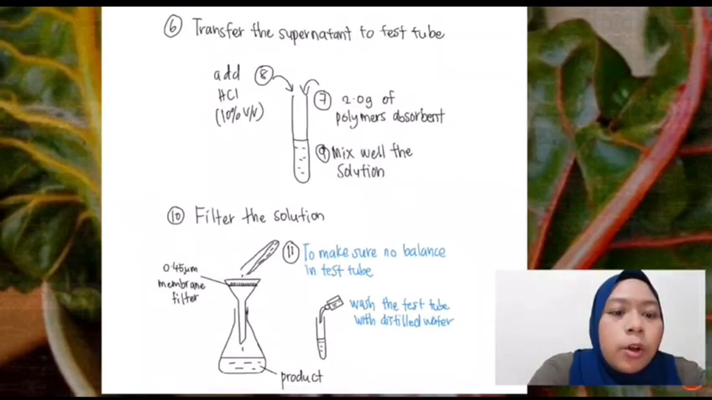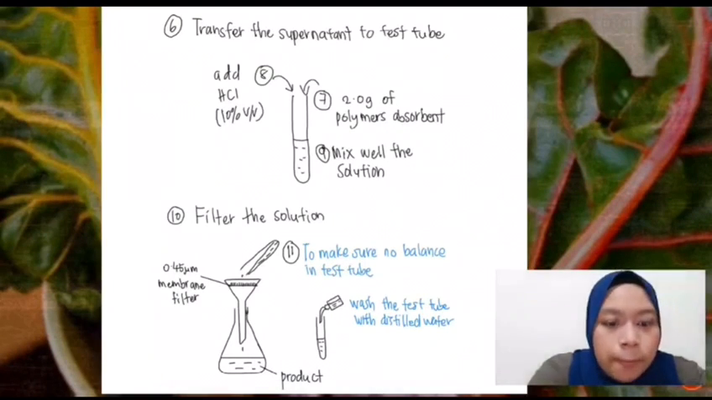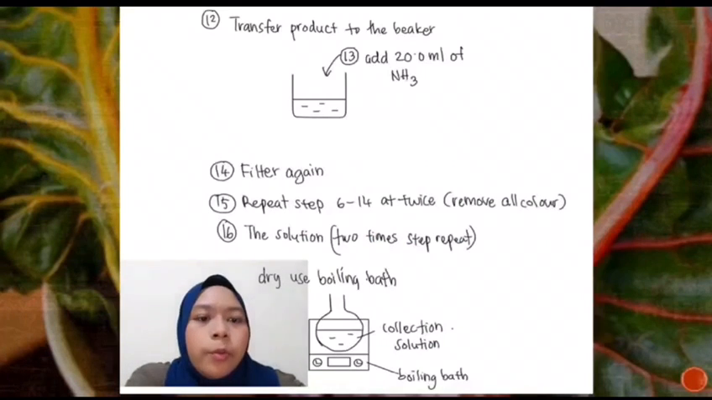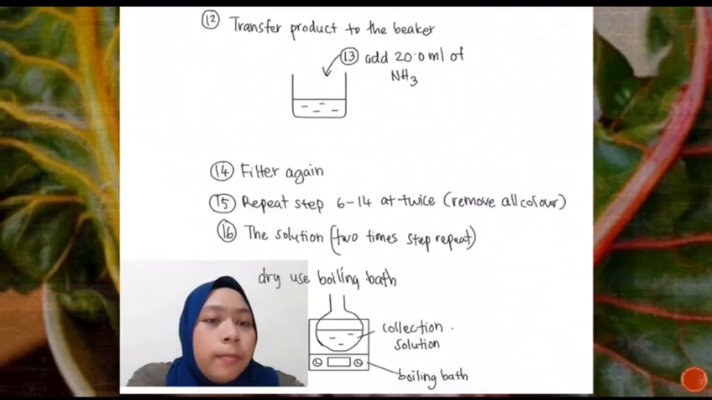To change the pH of the solutions, we add hydrochloric acid, HCl, to the test tube. To filter the solution, we use a 0.5 micrometer membrane filter. Then make sure there is no residue in the test tube, and wash it using distilled water. The product that we get is placed in the beaker, then add 20 ml of NH3, then filter again. Repeat steps 6 to 14 to get a sample free from colors.